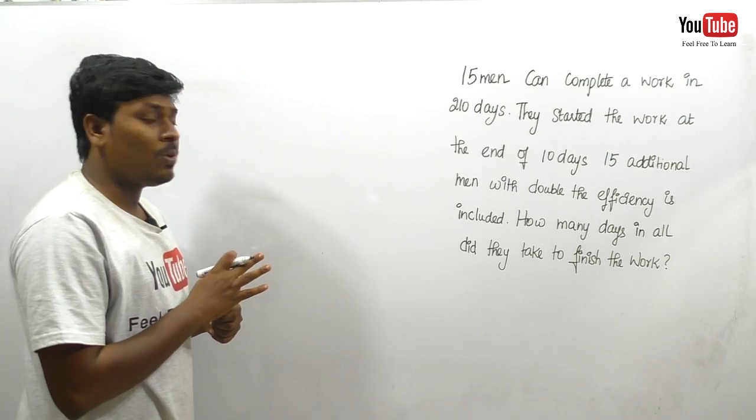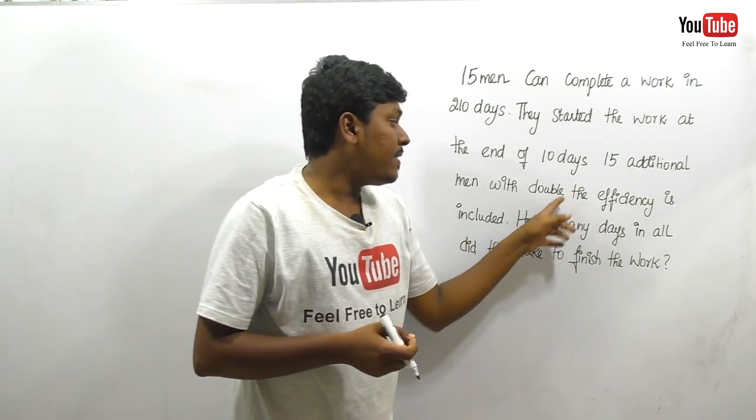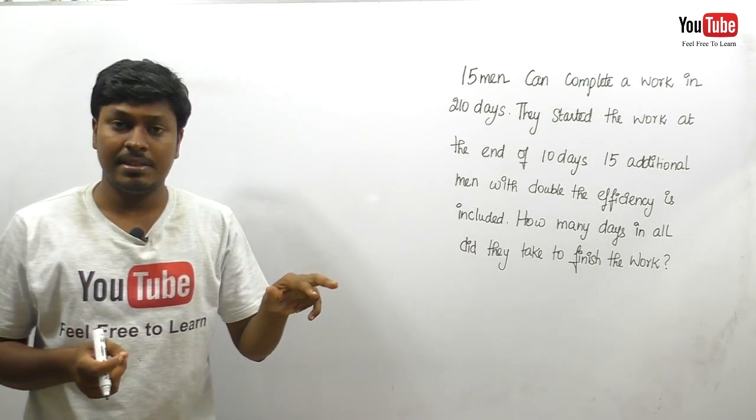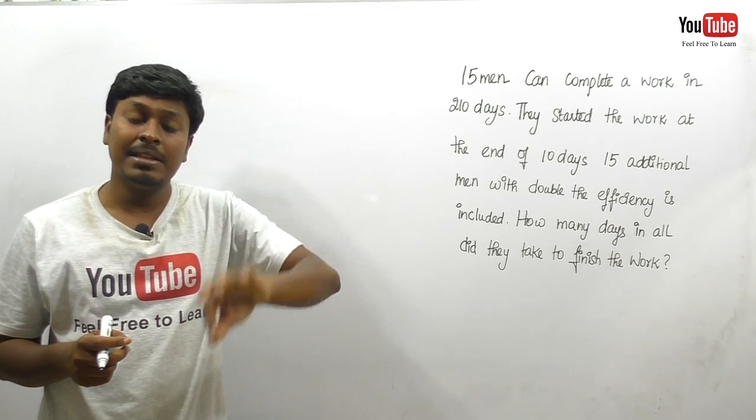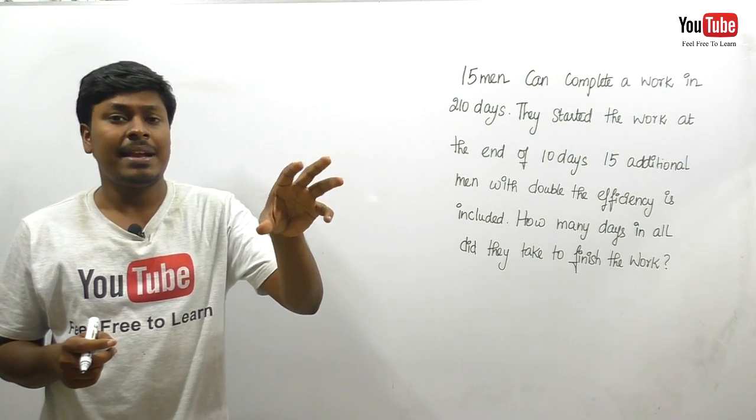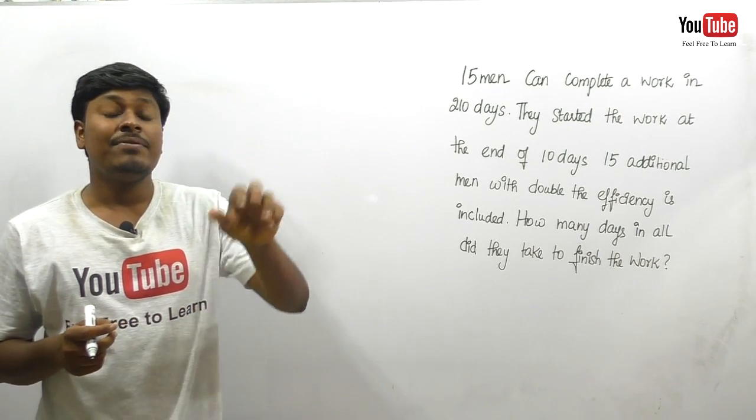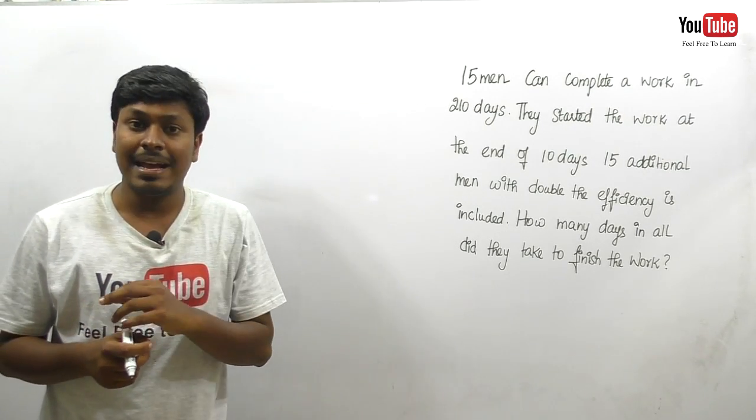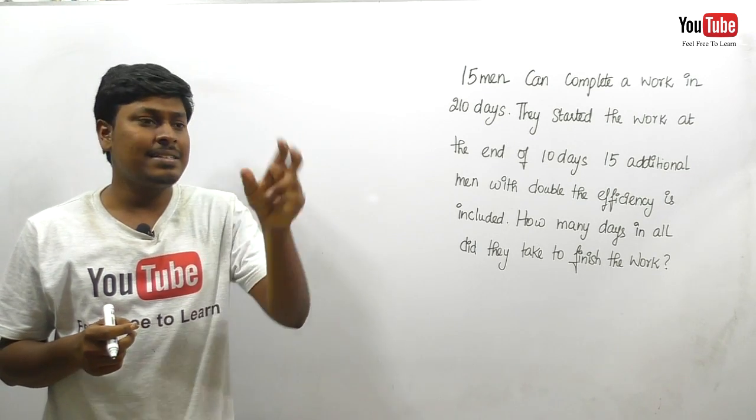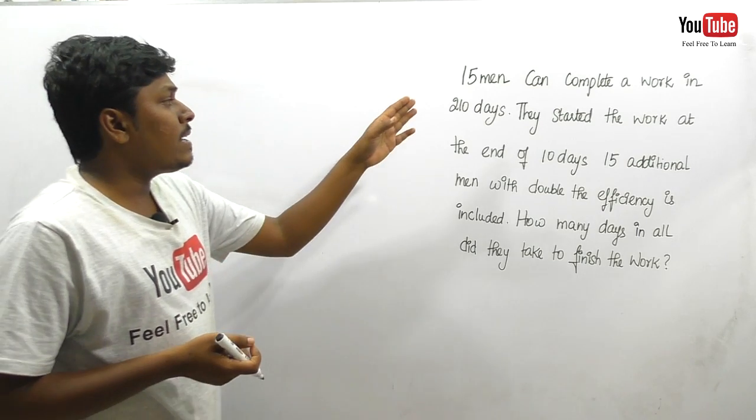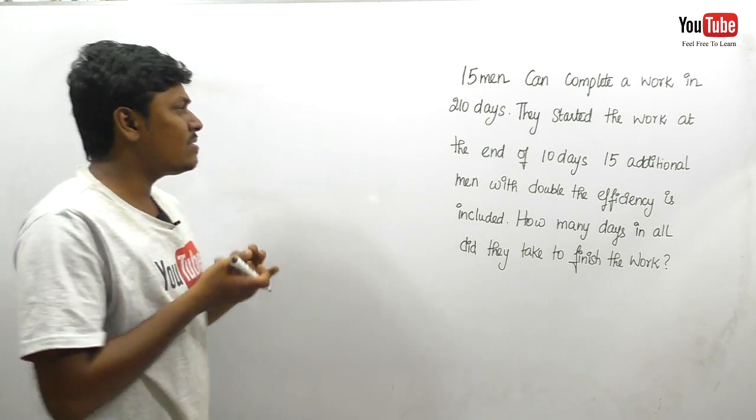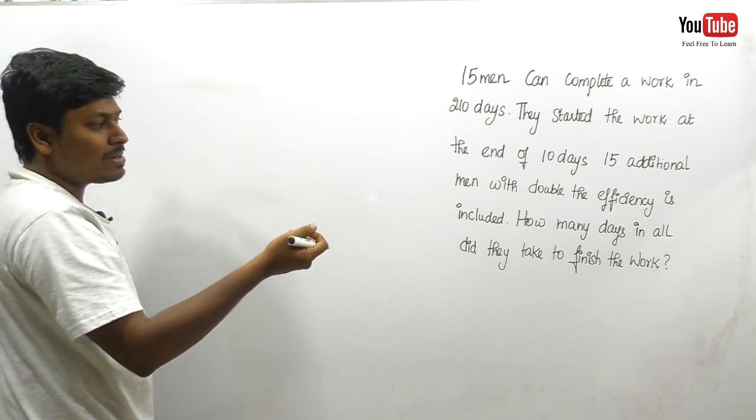Friends, remember, don't get confused by seeing this line: 15 additional men with double the efficiency. Always remember one thing, friends. If 15 men are included with double the efficiency, let me take 15 men as 30 men. If they say 15 men with triple the efficiency are added, then we directly take these 15 men as 45 men. That will be easy, right? So friends, 15 men can complete a work in 10 days. I think this will be solved by the equation method, so easy, right?